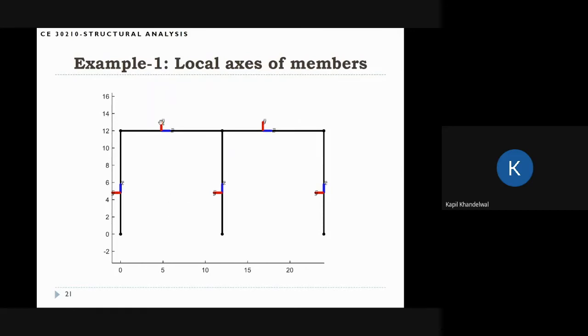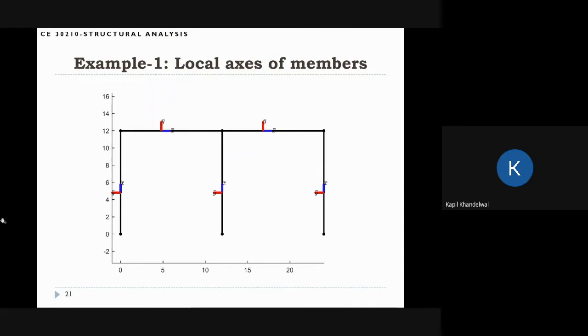And the orientation for these beam members are like this. So actually you can think that for this column, this is the I node, this is the J node. For this column, this is the I node, this is the J node. And for this beam, this is the I node, this is the J node. So X is this way. And for this beam, this is the I node, this is the J node.